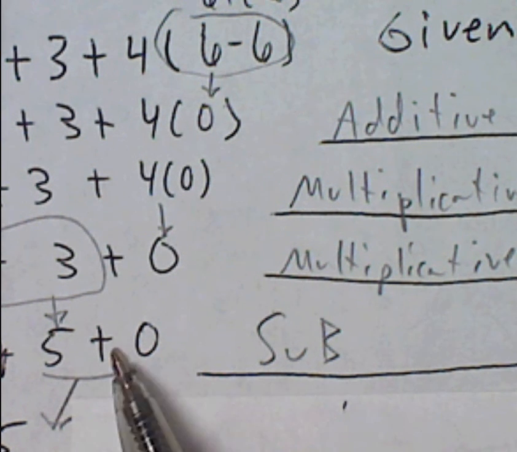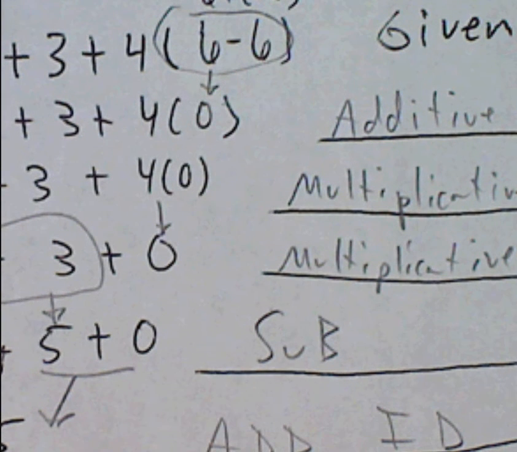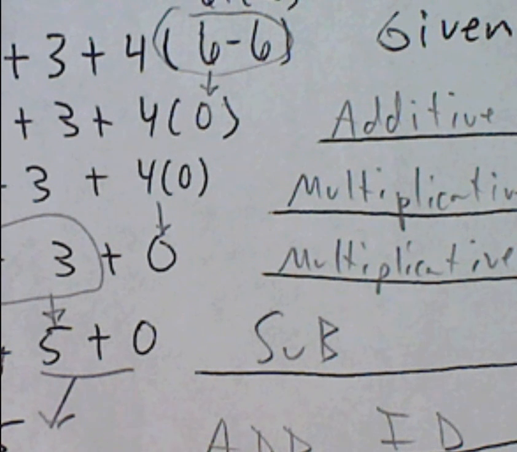And then anything plus 0 is itself. That is the additive identity. And we are done.